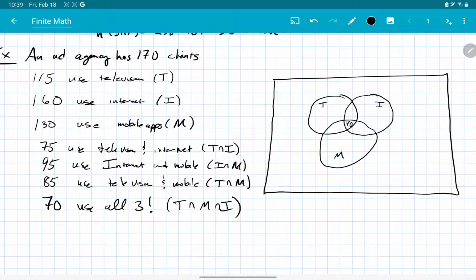That one's given to us. Okay, but now let's look at this region here. That is television and mobile, but without those that do all three. So television and mobile without those that do all three. Okay, so now I know what goes in there. What number goes in there?